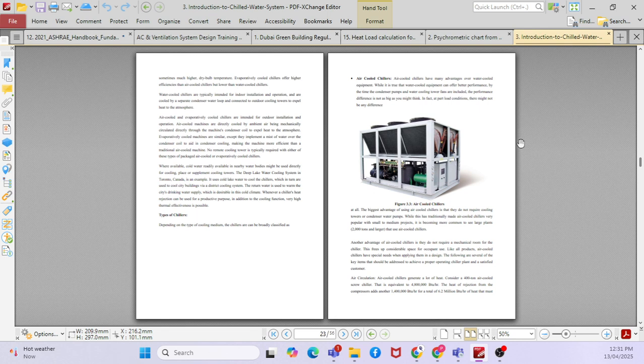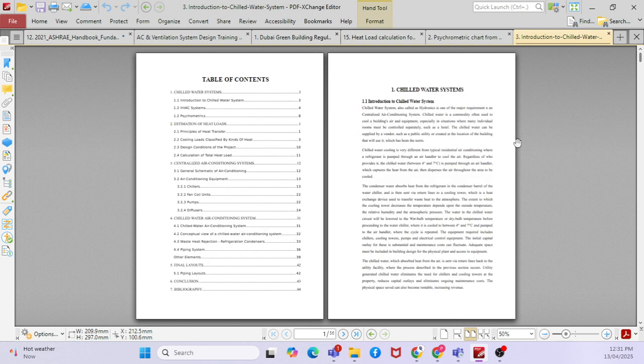Just note down: type of compressors, type of condenser, type of evaporator, type of expansion valve. Go to this guideline, introduction to chilled water system, and try to search whatever the answers are for our assignment.